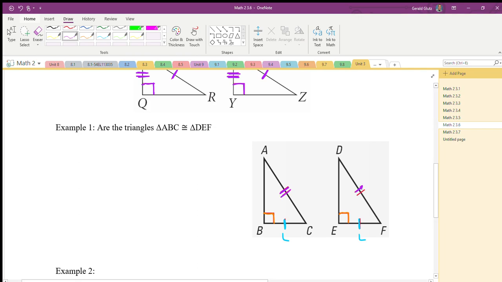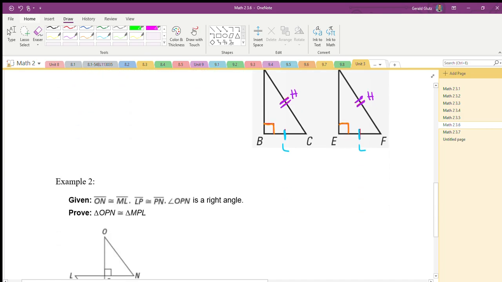AC and DF are congruent to each other. This side is not touching the right angle. It's opposite of the right angle, so that's a hypotenuse. Same with this one. So we could say, yes, they are congruent by the HL theorem, because a leg is congruent and the hypotenuse is congruent, and they are 90-degree angles. So that's all we need to prove that those two are congruent.